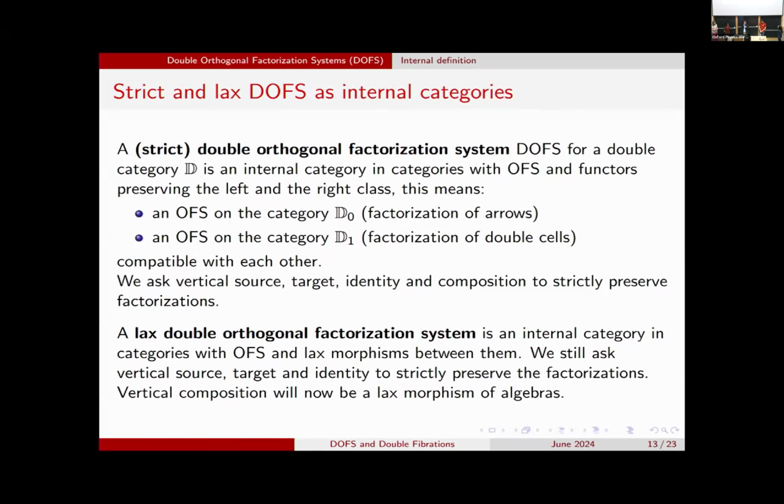The corresponding lax notion is obtained by taking an internal category in the category of categories equipped with orthogonal factorizations and lax morphisms between them, instead of strict morphisms as in the previous case. We still need vertical source, target, and identity to strictly preserve the factorizations, but vertical composition will now be a lax morphism.